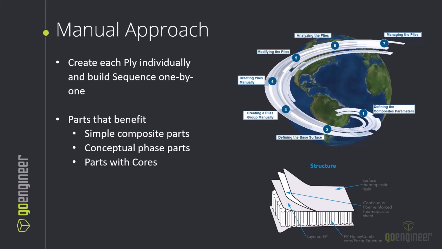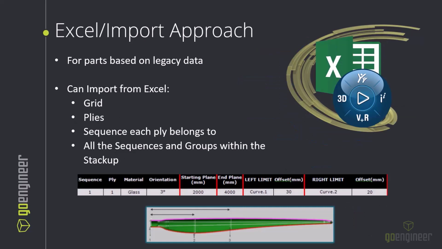And then the final approach is going to be the Excel import approach. And what we do with this approach is we start off with a base surface. We define the limits of our grid. So in this case, we're still building a grid. We're still creating cells and defining our composite definition that way. But we're only defining the outside limits of our grid and our base surface, because everything else, our cells, our sequences, our materials, our fiber directions, they're all going to be embedded within an Excel table.